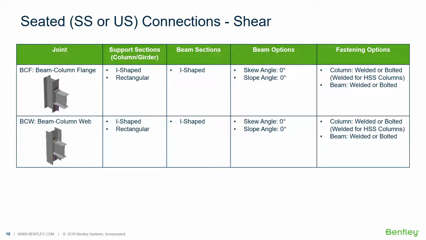RAM Connection Standalone is used for the design and detailing of steel connections, and it can design individual shear, moment, brace, splice, and truss connection types to a variety of different steel design codes. In this particular video, we're going to be focusing on the process for assigning a stiffened seated connection to a beam to column joint in RAM Connection Standalone for the purposes of resisting a shear reaction.